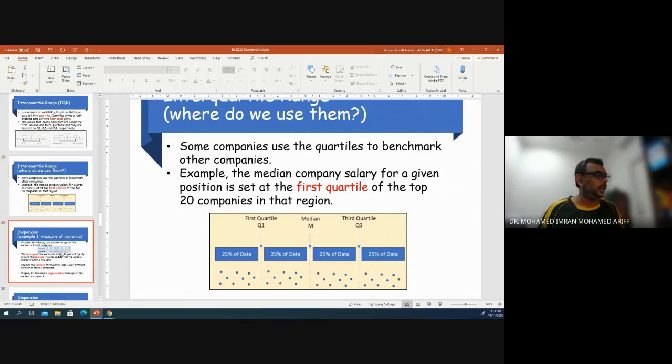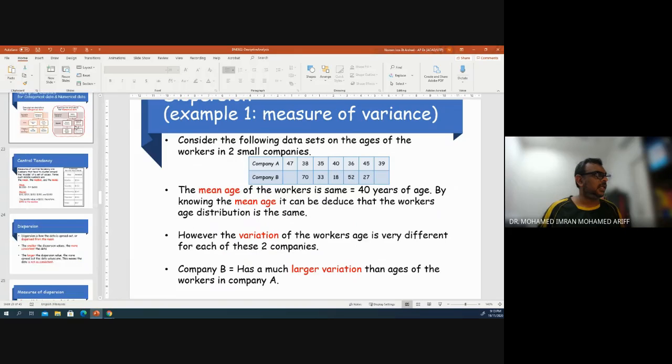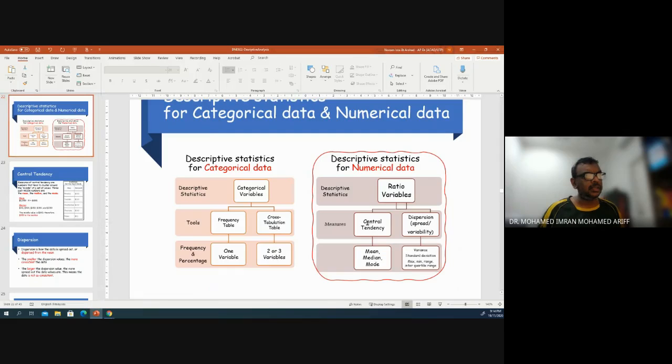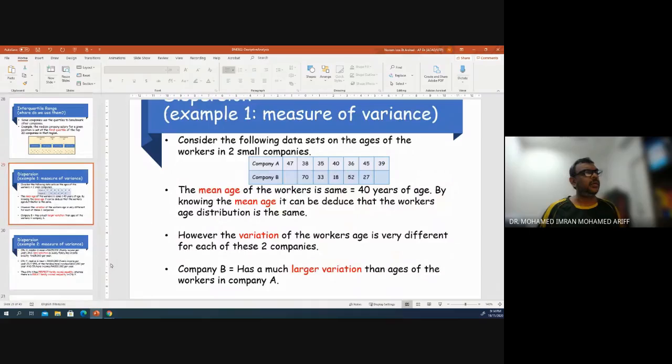Okay, next we also have measurement of variance. So kita dah buat central tendency, dispersion. Now we want to do variance pula. Variance. Consider the following data sets. Company A ada nilai umur, these are the umur dia. Ada yang 47, 38, so on.